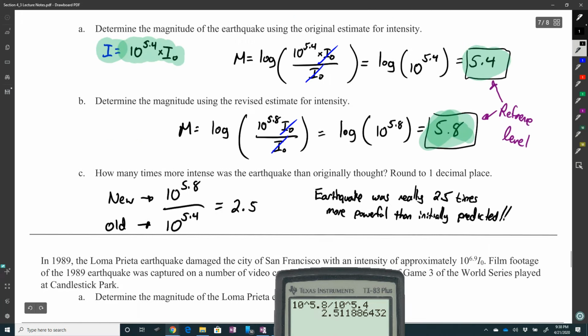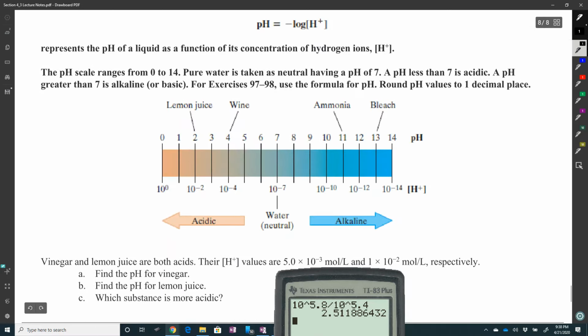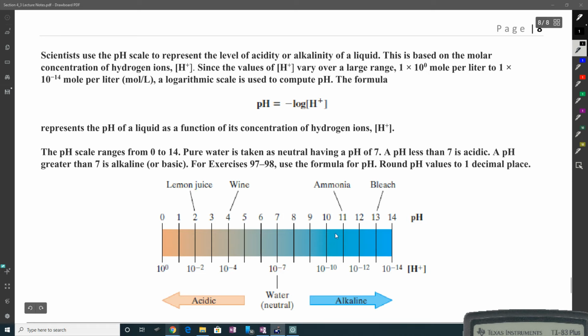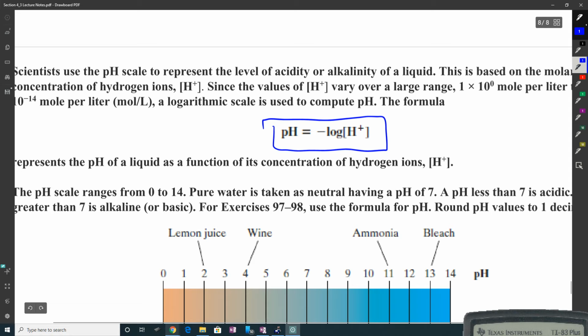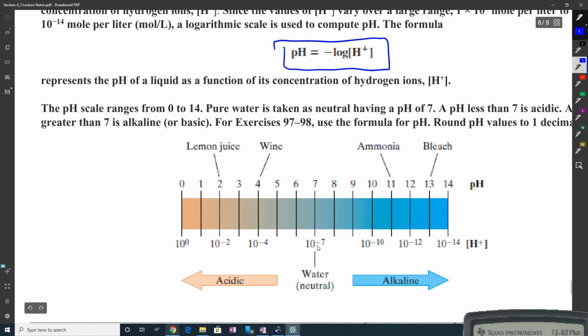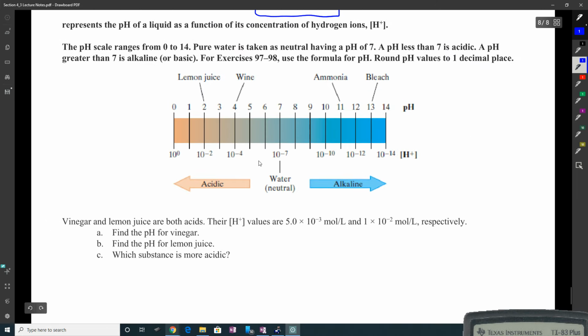So another time that you'll see logs in real life is not just the Richter scale for earthquakes, but you also see them in the pH level for acidity and base. All right? So the formula is just this formula right here. It's a pretty happy formula. Negative log of H plus, and here's the sciencey definition of what it is. The pH scale ranges from 0 to 14. Pure water is neutral, so it's 7, whereas something that's extremely acidic would be 0, something extremely basic would be a 14.